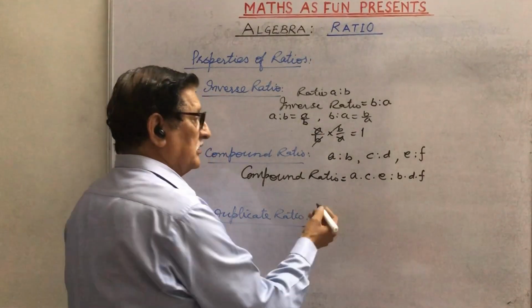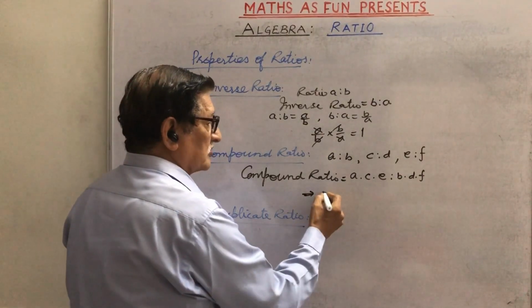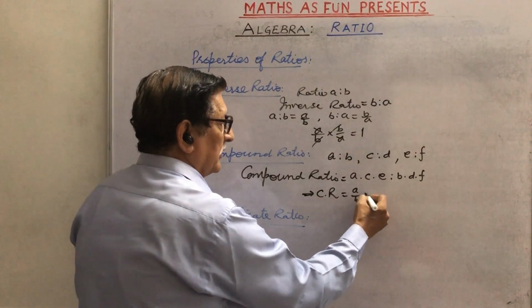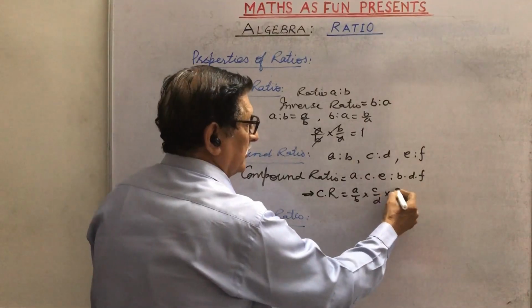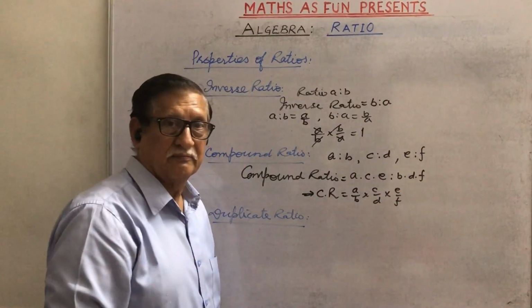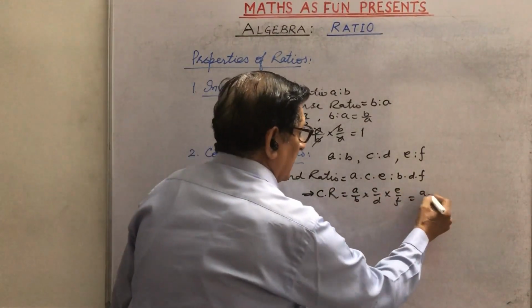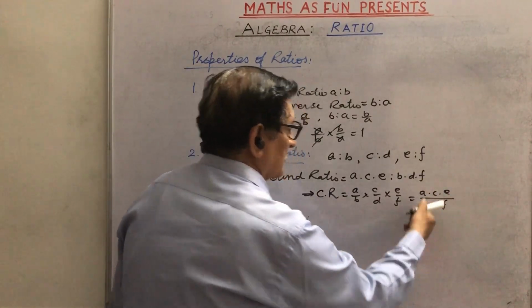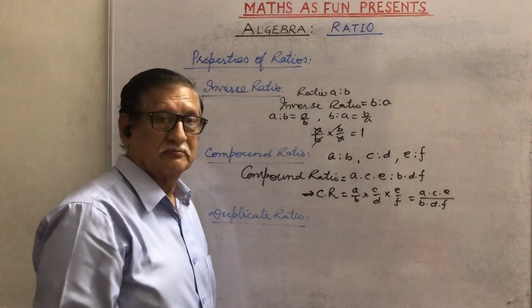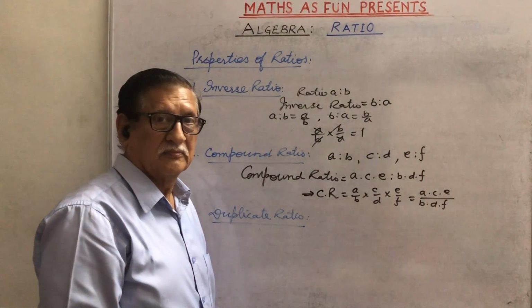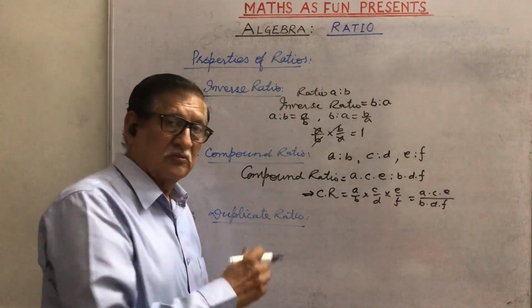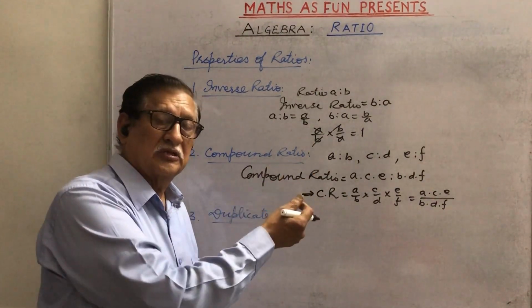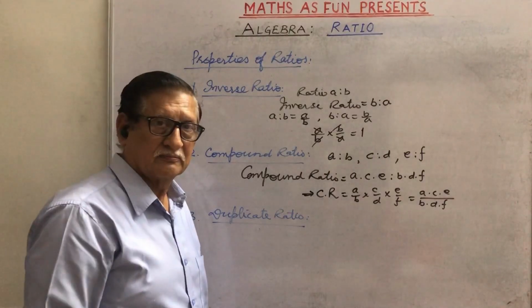To understand it easily, we can also say that the compound ratio is A upon B into C upon D into E upon F. And that gives us A into C into E upon B into D into F. That is same as the ratio. So this way we can find out the compound ratio by multiplying their antecedents and the consequents.